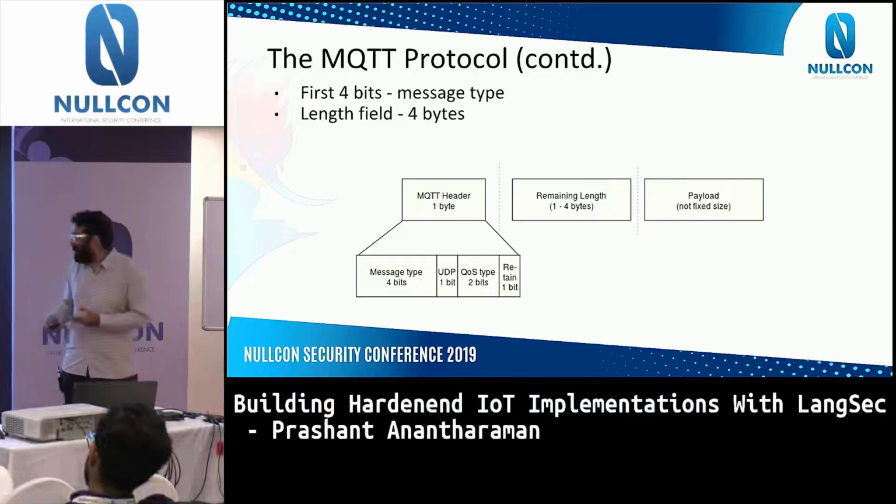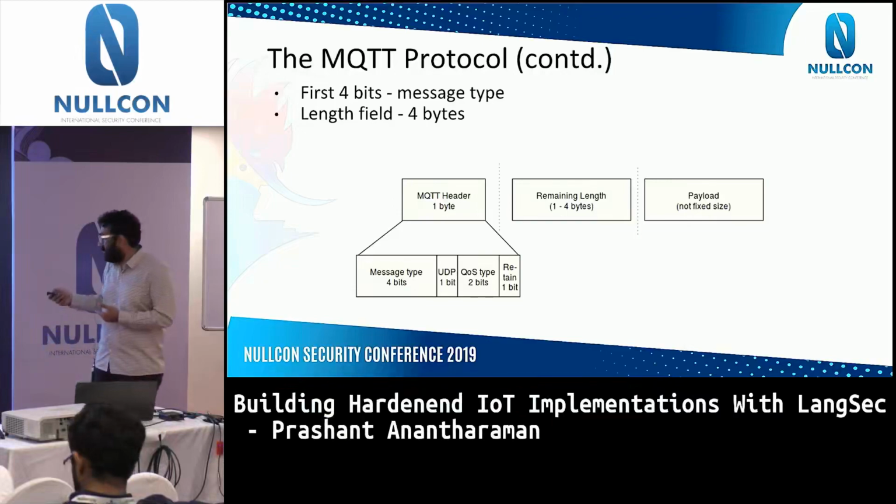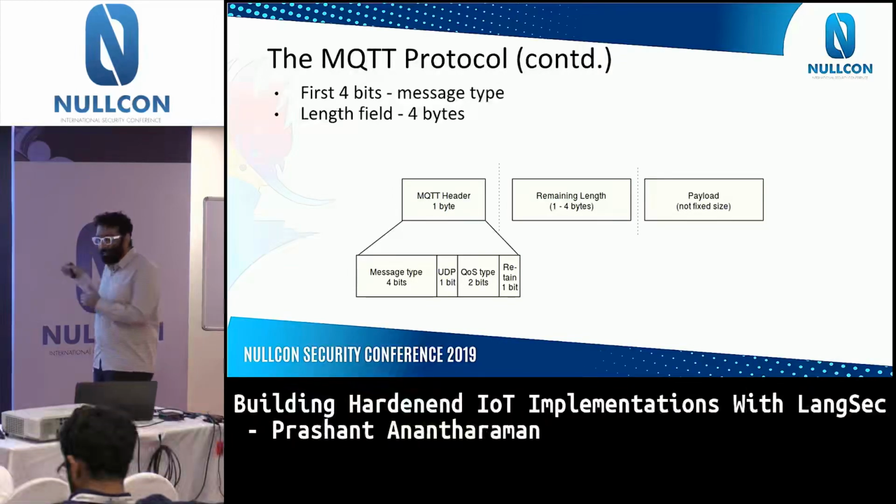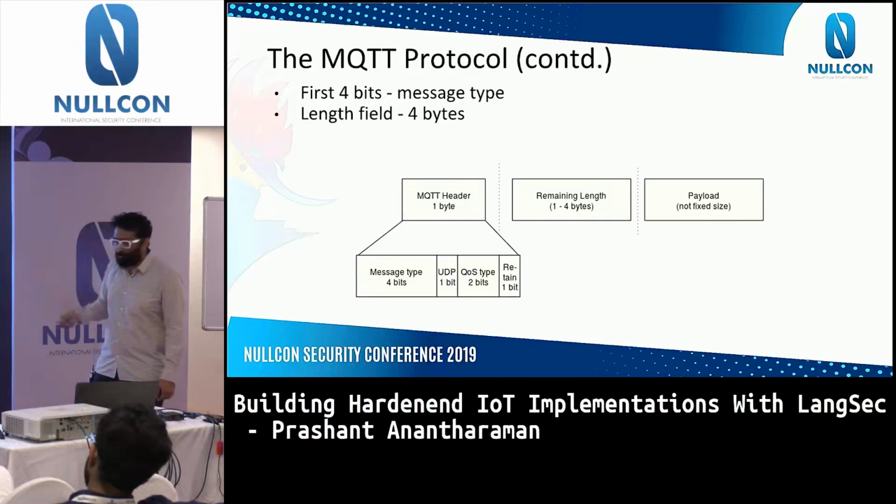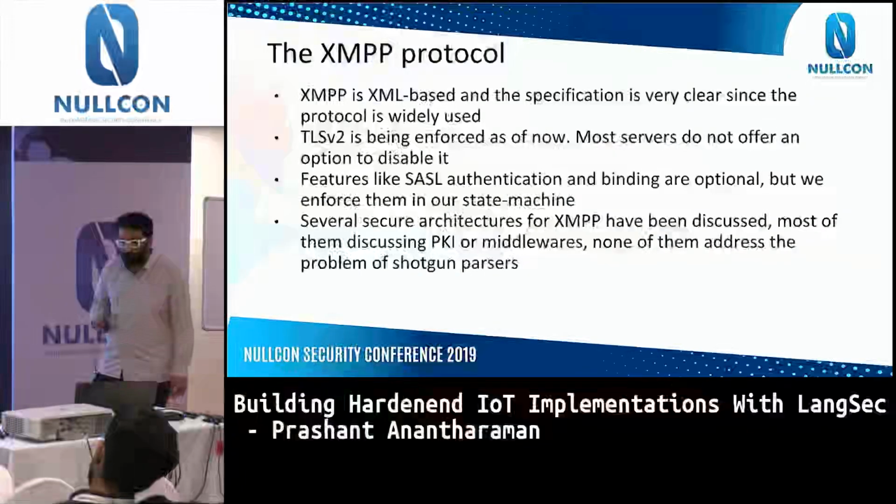This is how the packet format looks. There's a header. There's a remaining length, which is the number of bytes that are remaining after that. So this particular length field does not take into consideration what's there before that, and it can range from 1 to 4 bytes in length. And then there's the payload that follows it, and the payload is basically dependent on the length field before that.